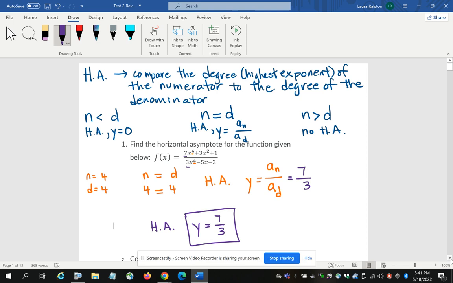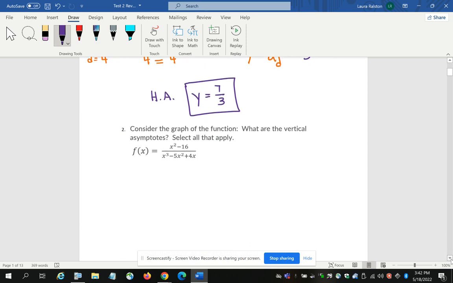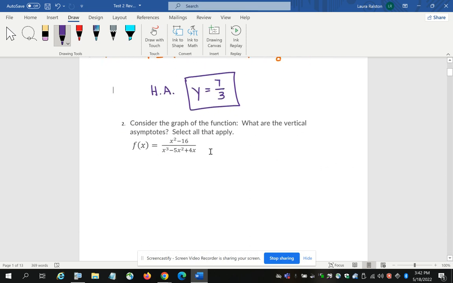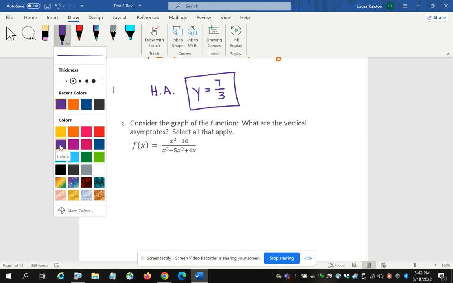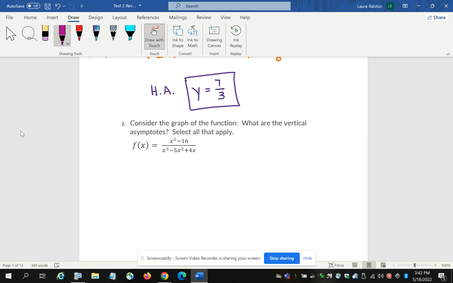Number 2 asks us to consider the graph of the function f of x equals x squared minus 16 over x cubed minus 5x squared plus 4x, and it wants to know the vertical asymptotes. Before you do anything with a rational function, the first thing you should do is simplify it, sort of like simplifying a fraction. That's going to require us to do some factoring.